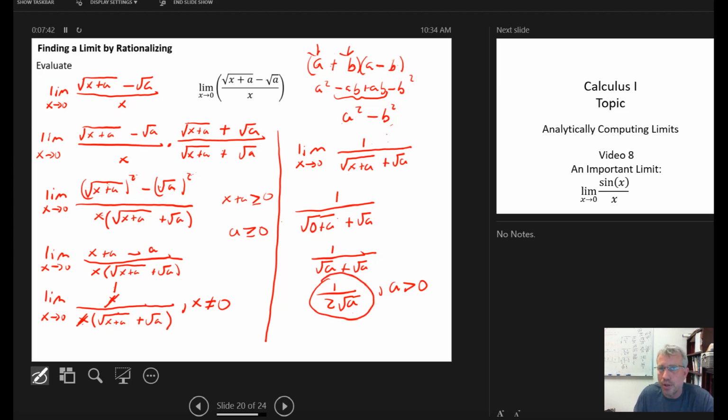Again, the tool that we used was rationalizing the numerator. We got rid of the radical sign, the square root symbol in the numerator. This doesn't always work, but this is always something that you can try when you're taking a limit involving a sum or difference of radicals.